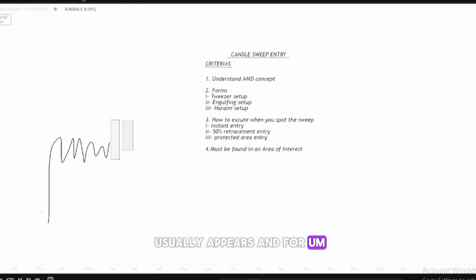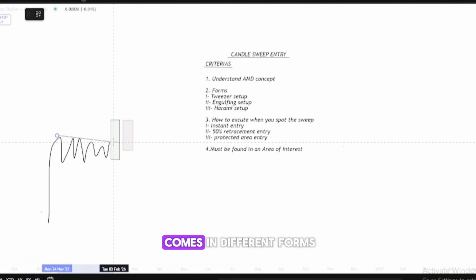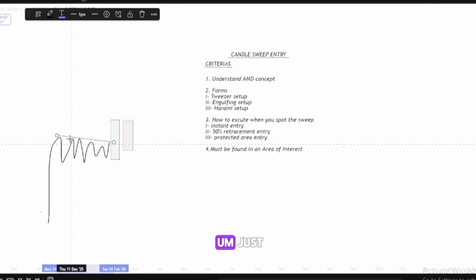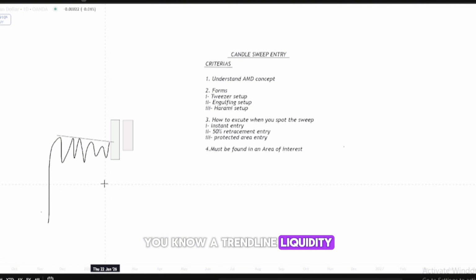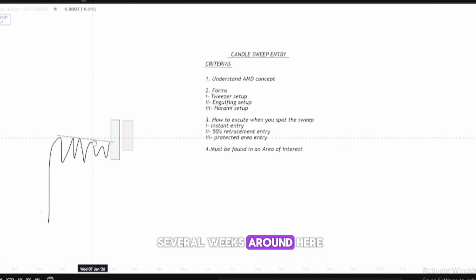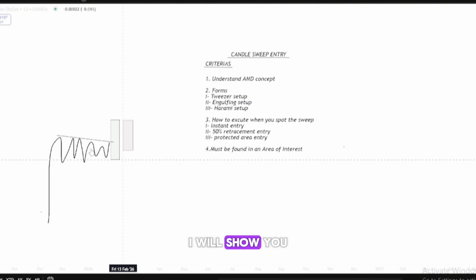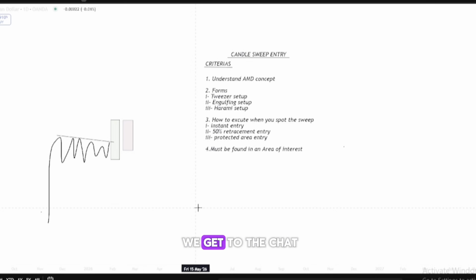And for the whole sweep, the liquidity sweep that we see, it also comes in different forms. Sometimes it could be just a trend line liquidity. Sometimes we could have several wicks around here, then one candle will pop out. I will show you so many examples when we get to the chart.